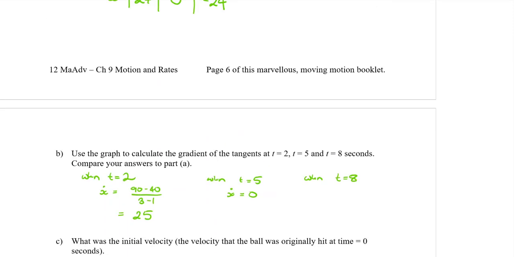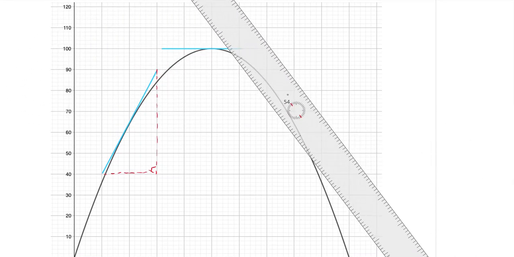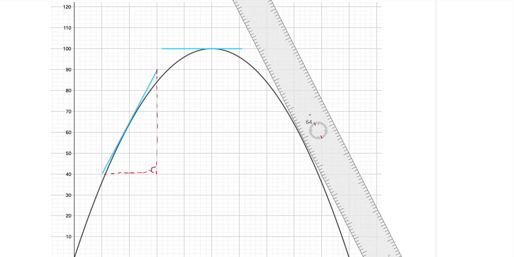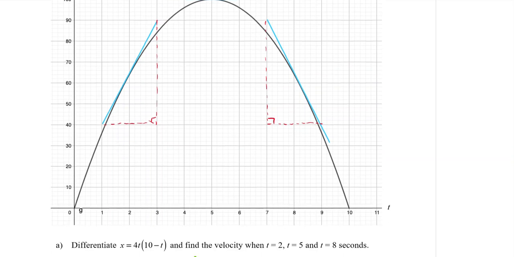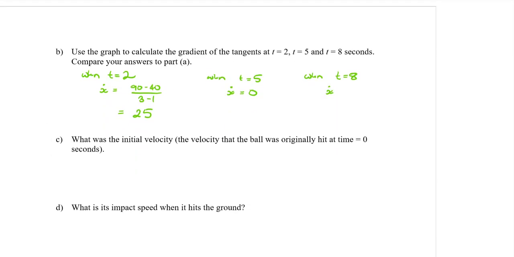And last one, when t equals 8, so let's see if we can do another tangent at 8. And again, try and make it go through some nice grid points. So there you go, I'm going to make it symmetrical with the other one. Oh, how far down did that go? Yeah, I drew it a bit long, but that triangle there. So it's 90 over 40 again, and 10 and 7. So back here, velocity is 40 take away 90 over 9 minus 7, which gives the negative 25.